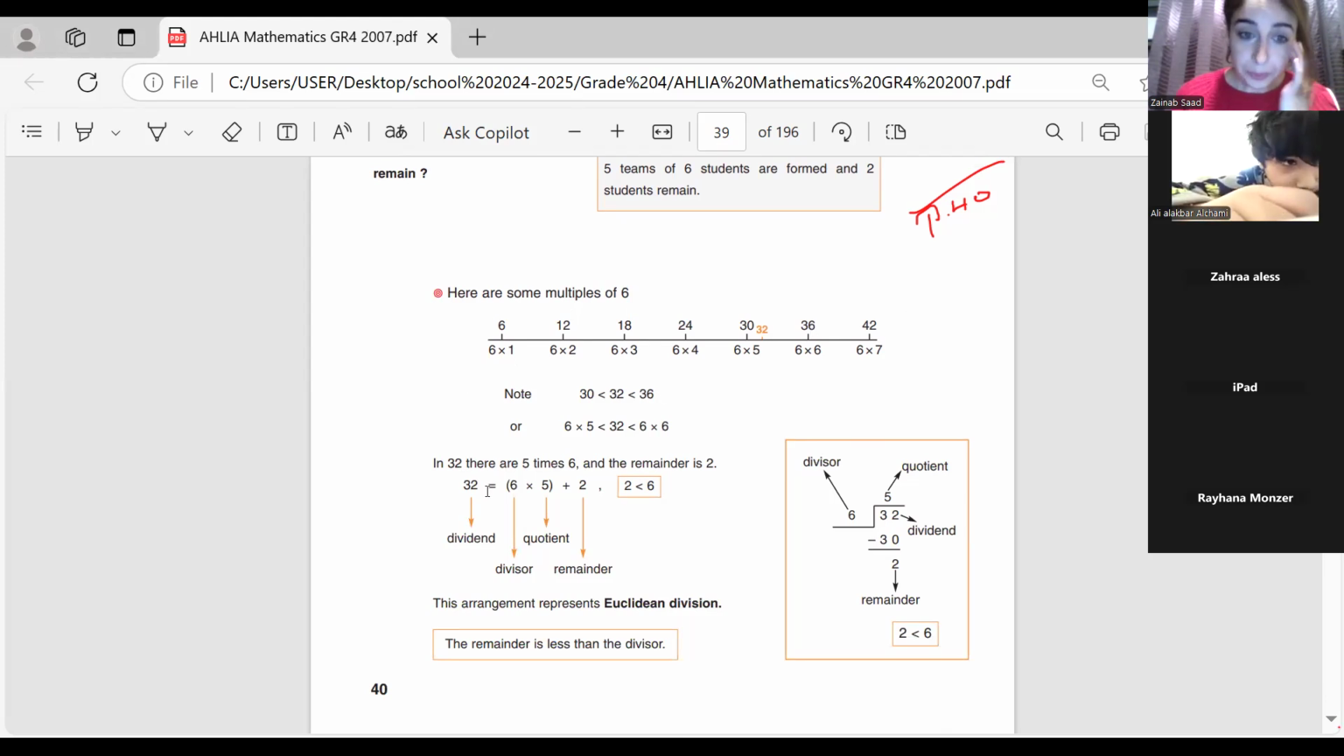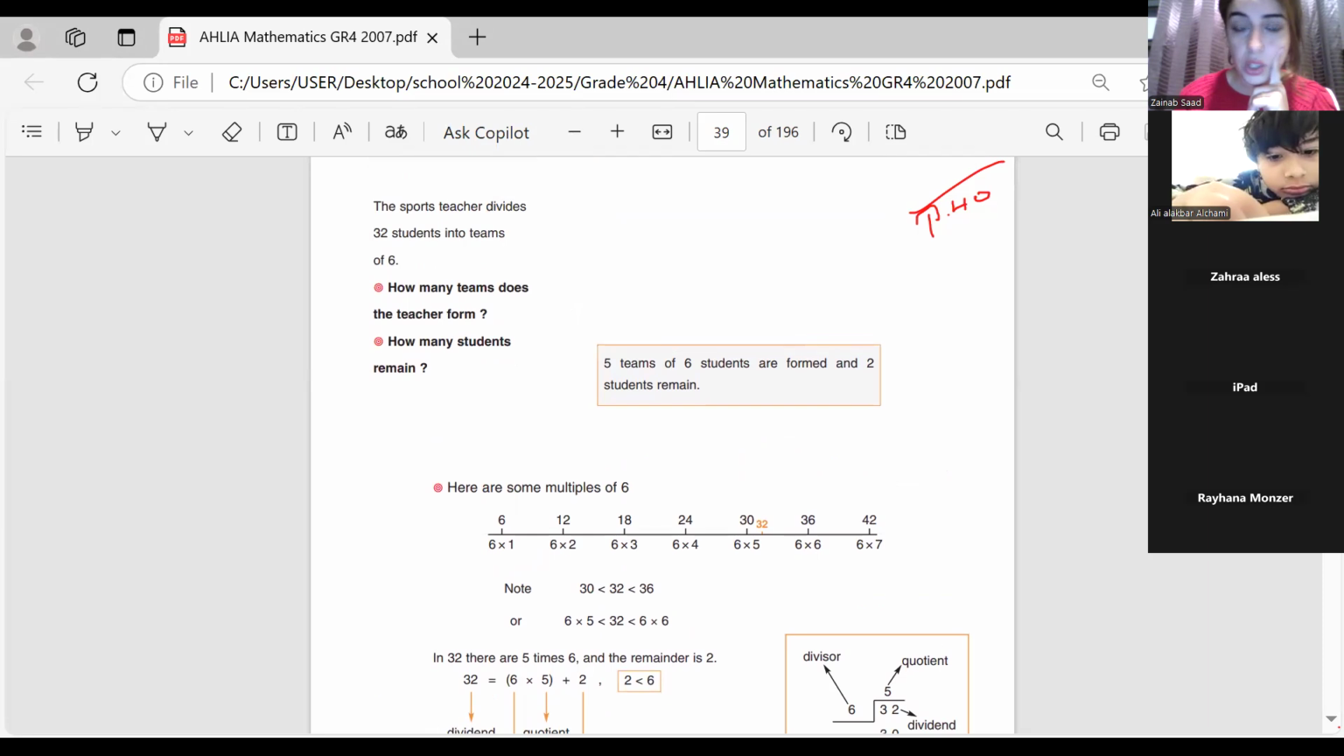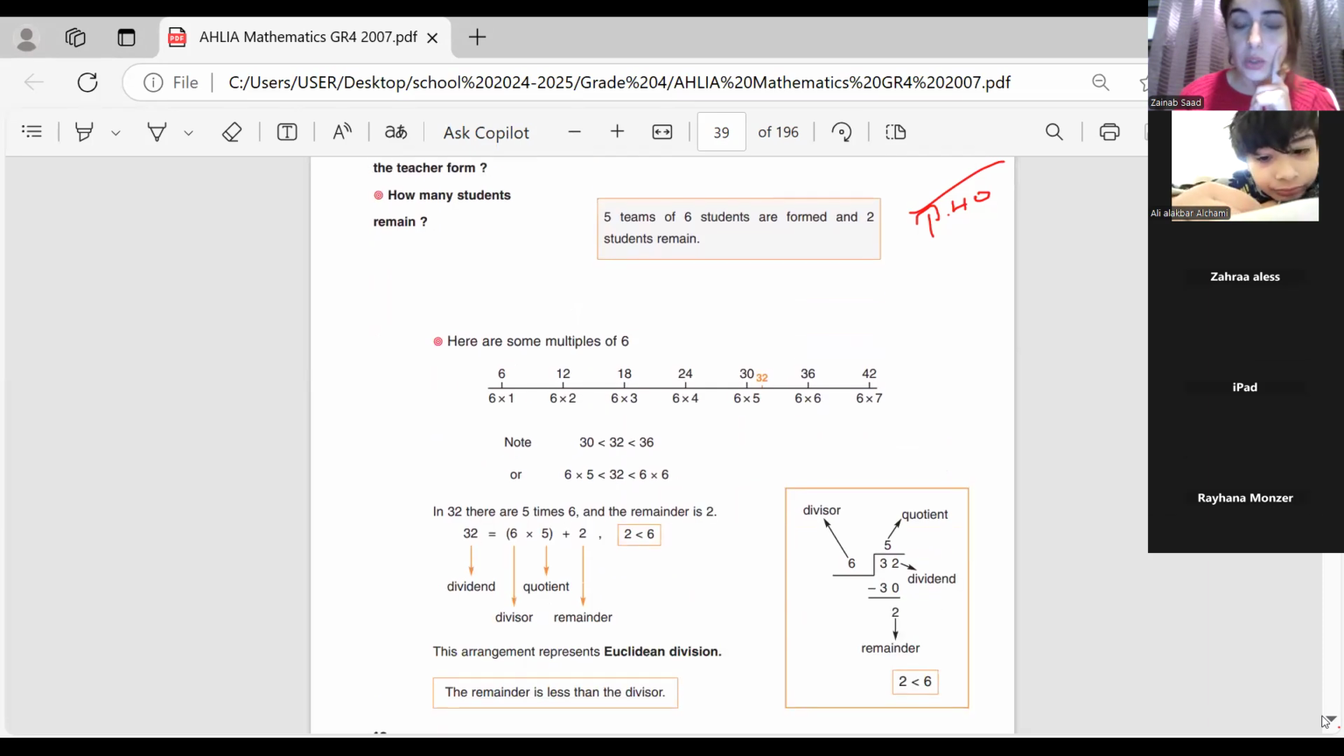So here, in 32, there are 5 times 6, and the remainder is 2. We said already that when we had 32, what we were dividing was students. We have 32 students and you need to divide them into teams. We said that we will get 30 students in all, divided into 5 teams, but with 2 remainder. How did we know that?